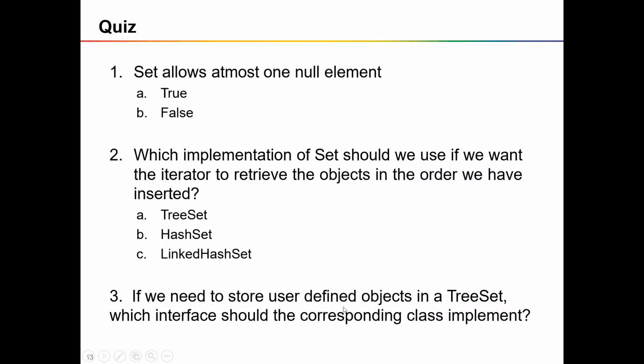If you need to store user-defined objects in a TreeSet, we have seen an example of storing a Student object. Like that, if you would like to store a user-defined object into the TreeSet, which interface should the corresponding class implement? The class should implement the Comparable interface, which provides the compareTo method. Inside compareTo, we write our logic for sorting the elements.